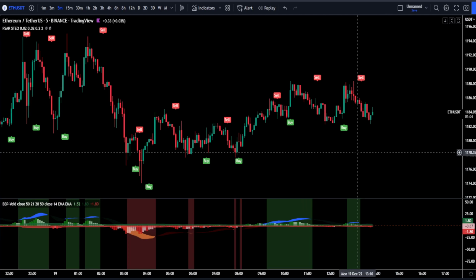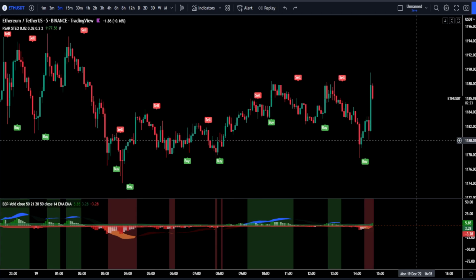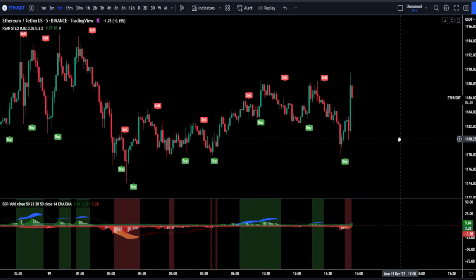Obviously, this is just an example. You can build your own setup with this indicator. So yeah, definitely save it to your collection, because this is one of those tools that will make you a lot of money. Okay, now let's move on to indicator number 2.